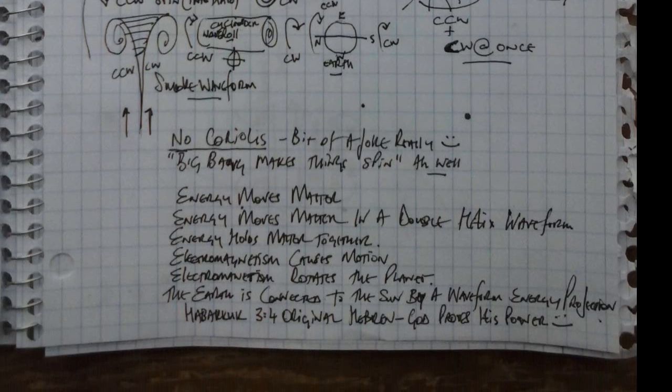And so finally we have energy moves matter. Energy moves matter in a double helix waveform. Energy holds matter together. Electromagnetism causes motion. Electromagnetism rotates the planet. The Earth is connected to the sun by a waveform energy projection. According to Habakkuk 3:4 original Hebrew, God proves his power. He is as the light, and from his hand come two horns, and this is the hiding of his power. Well, it's not hidden any longer.